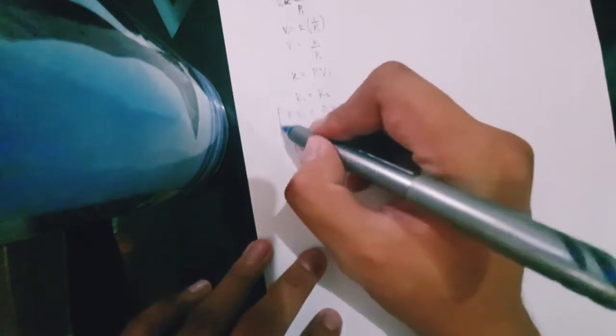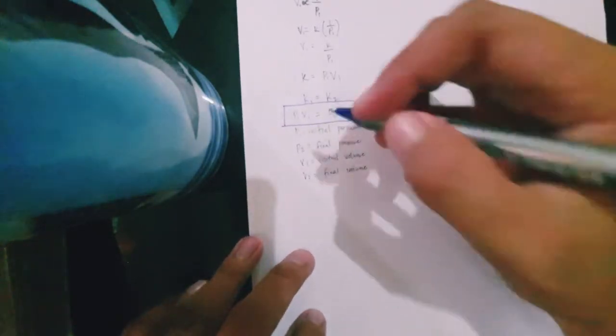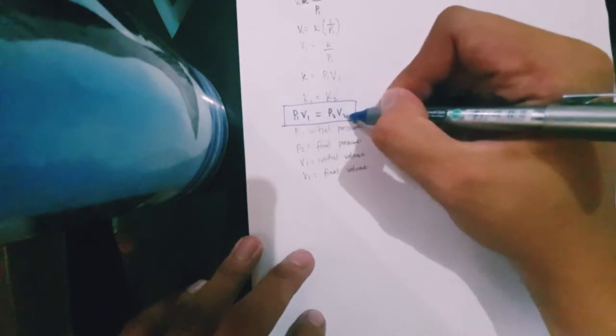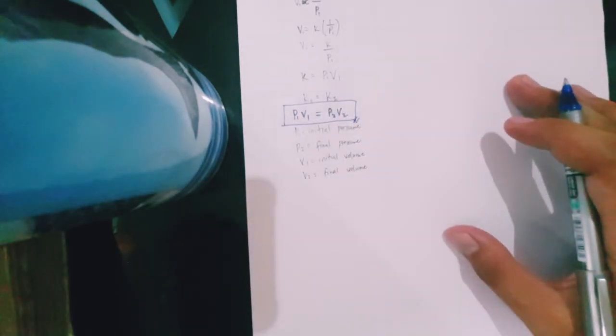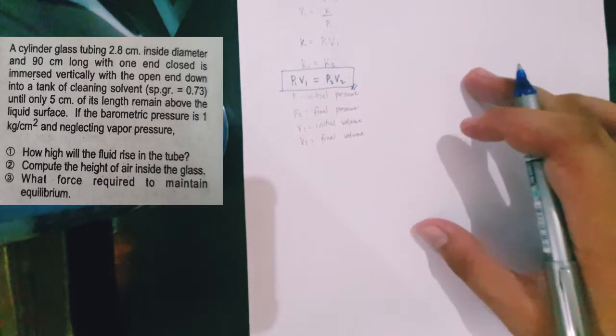Okay, so this is our equation for Boyle's Law. P1 V1 equal to P2 V2. So let's try to solve problem related to Boyle's Law.